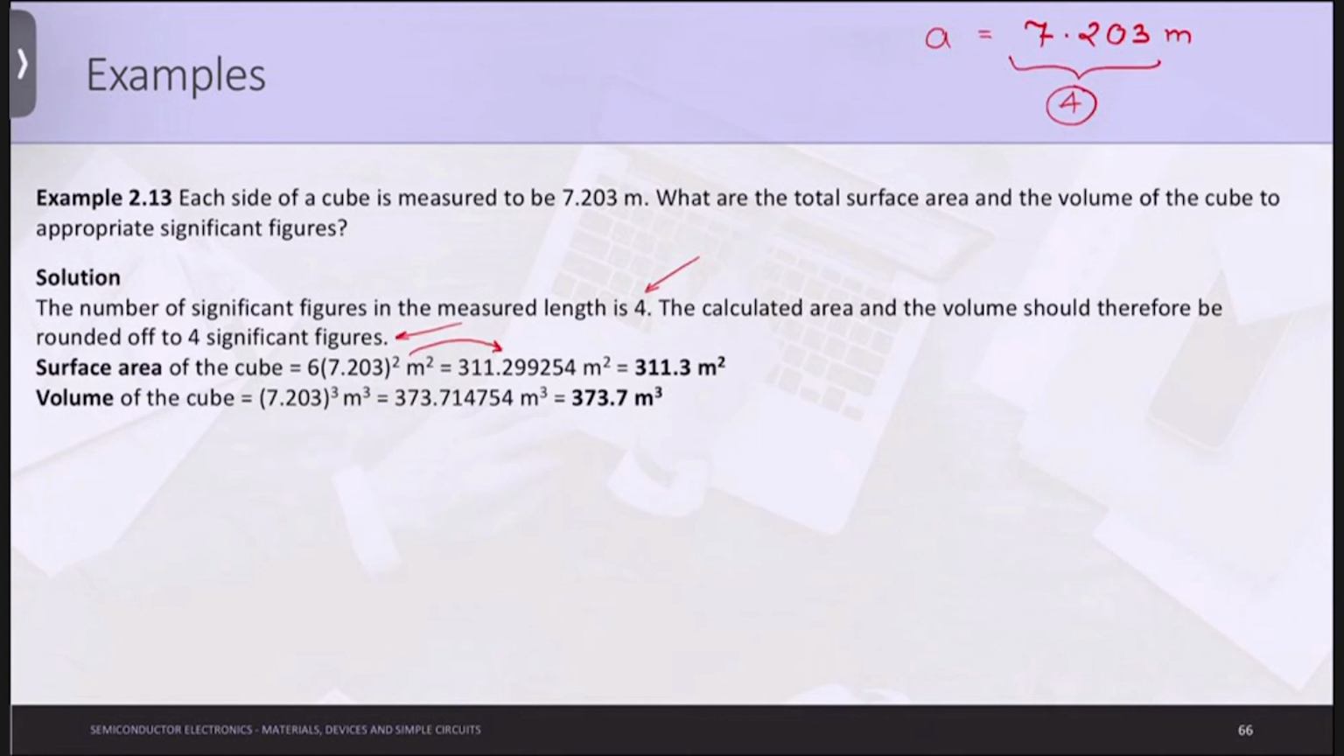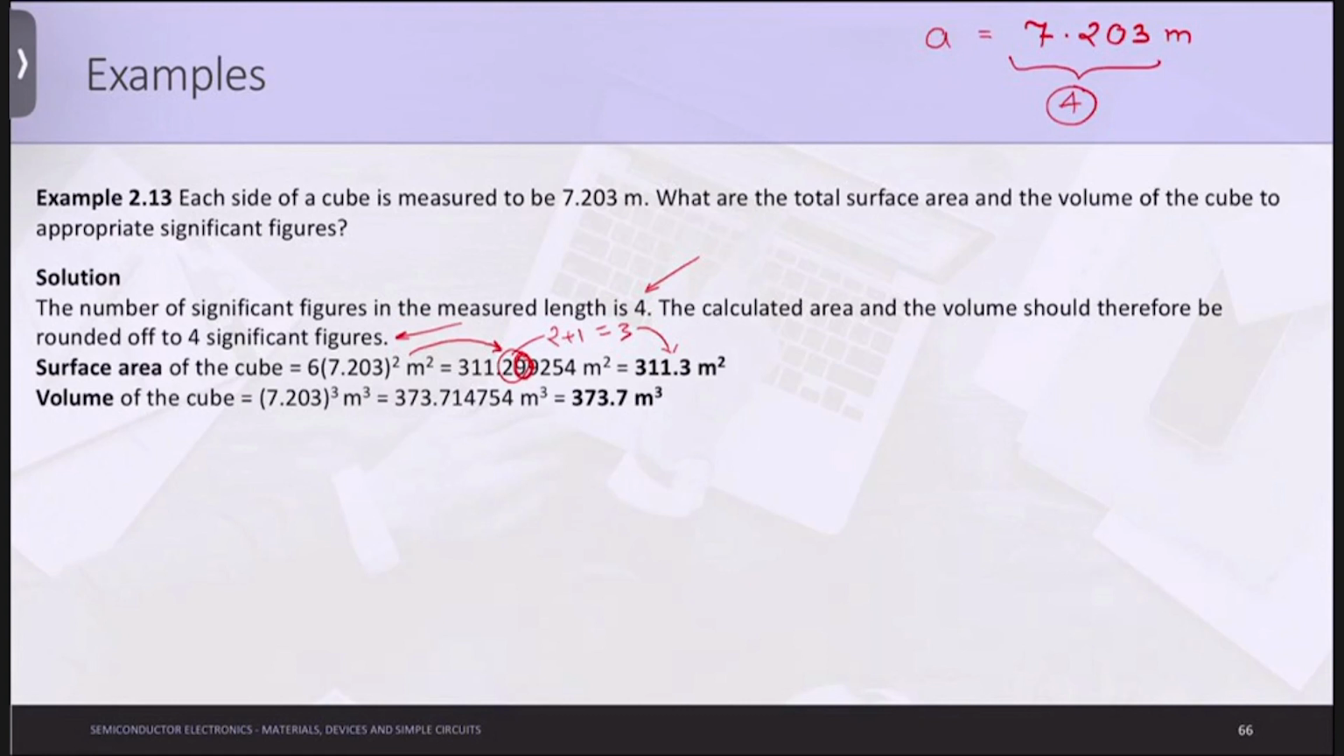311.299254. But we cannot give the answer as this only. We have to always round it to the number of significant figures which are available for the cube. Hence as only 4 significant digits are allowed, as it is 29 here, this digit 9 is greater than 5, hence we will upgrade 2 to plus 1 which will give you 3, hence this will be 311.3.